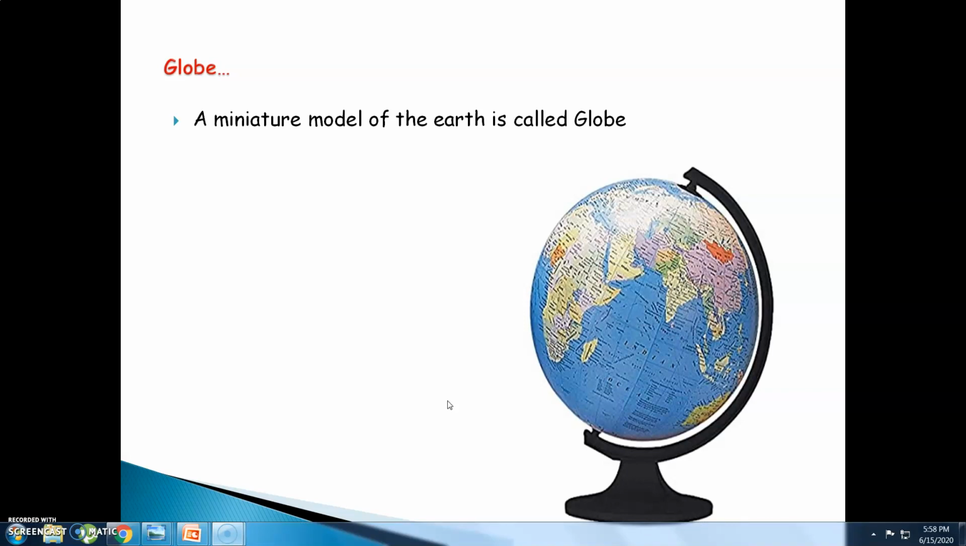A globe means a miniature model of the earth. Miniature means small. Model means shape, design. A small design of the earth is called a globe. A globe is exactly a miniature, a smaller object of the earth from the outer side. Through the globe, we learn the appearance, how the earth looks like. That is called a globe.